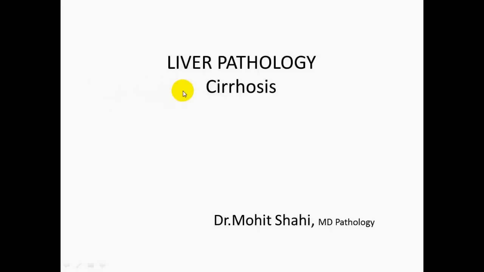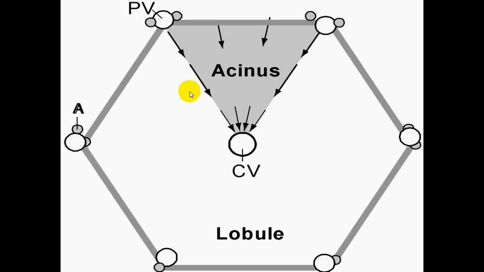All right. Let's discuss cirrhosis today. Now, before we go into the pathology of the liver, I think we should discuss how the liver actually looks. So we need to visualize a lobule of the liver, which has a central vein in the center, and has a portal triad at the 6 corners of this hexagon.